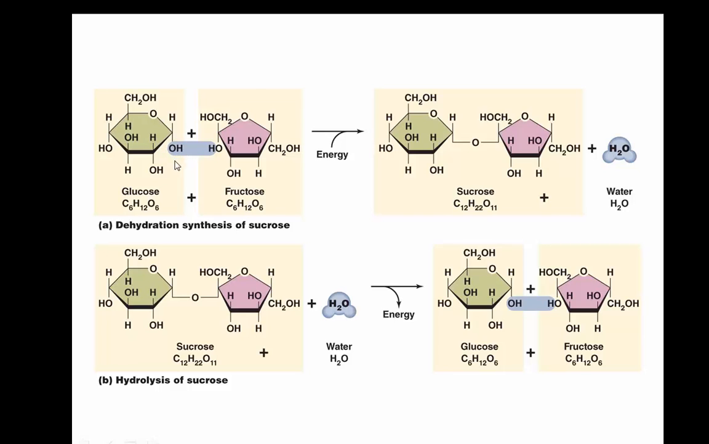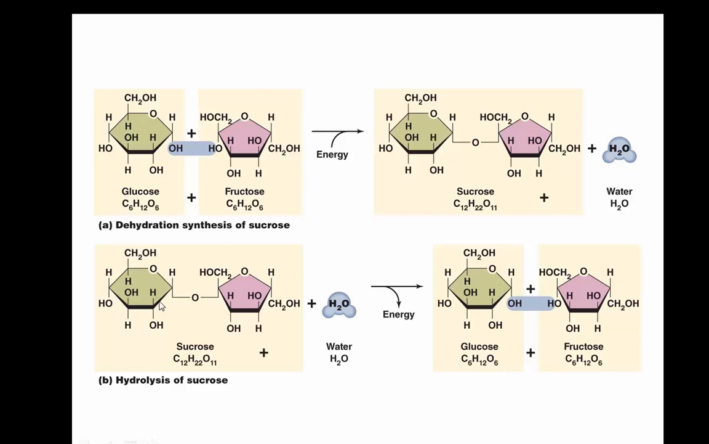We can take an OH away from one and a hydrogen away from the other. We have to put in some energy, of course, because we're making bonds. Here's what we mean by a glycosidic bond. Here's how they're linked together. And we get water as a byproduct. This is a dehydration synthesis. This is making sucrose, which is glucose and fructose.